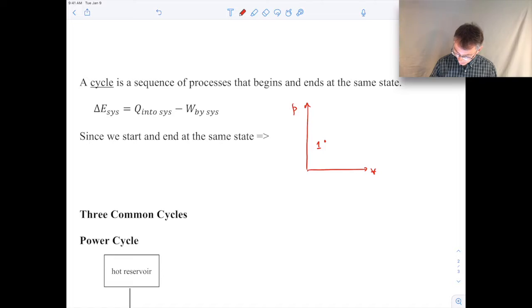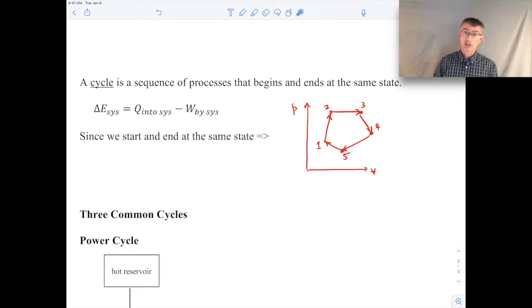So if we start at state 1 and let's say go to state 2 here and state 3 here, I'm just drawing some arbitrary set of processes. Let's go to 4, go to 5 here, and then back to 1. Then that is an example of a thermodynamic cycle, because what we've done is we started at state 1, we visited some other states, but eventually we came back to state 1. So when we get back to state 1, all of the properties are back to what they originally were.